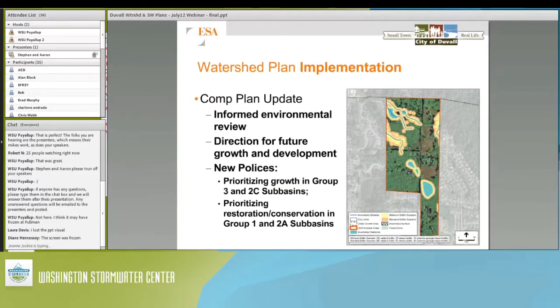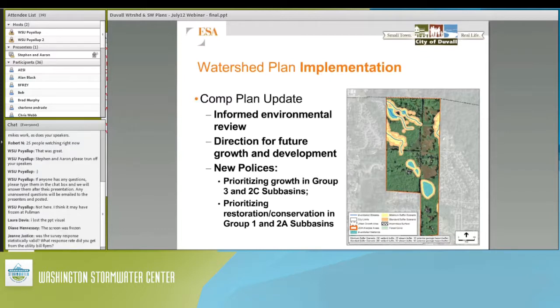As far as watershed plan implementation, I talked about this a bit already, but one of the key immediate benefits of this watershed plan was informing the comprehensive plan update for the city. It informed both the EIS environmental review, so all of this analysis was factored into consideration of the different alternatives for the comp plan that were reviewed in the draft EIS. It also provided clear and actionable direction for future growth and development within the city.